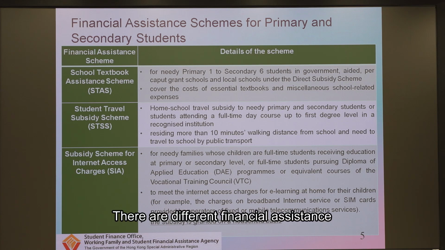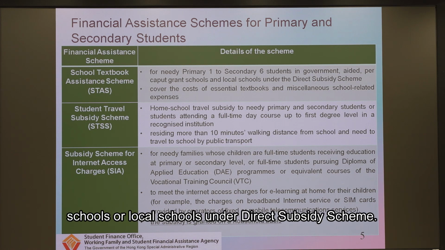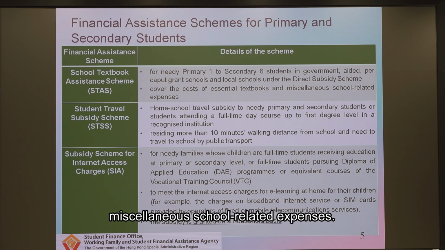There are different financial assistance schemes for needy families. First, the School Textbook Assistance Scheme. This is for primary 1 to senior secondary 6 students who study in government-aided per capita granted schools or local schools under direct subsidy scheme. The scheme covers the costs of essential textbooks and miscellaneous school-related expenses.